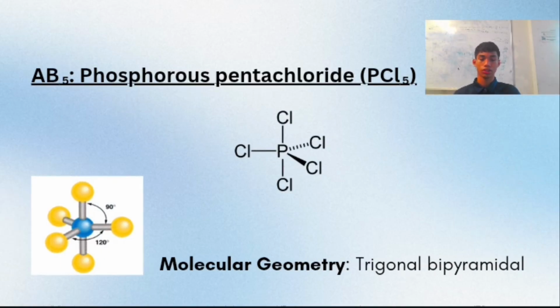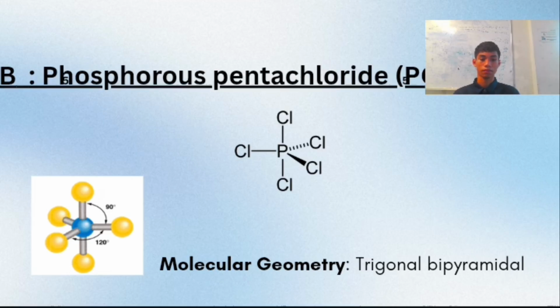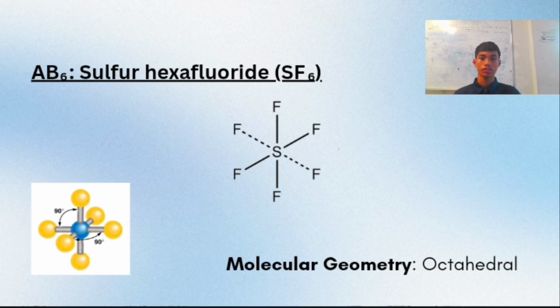AB5, phosphorus pentachloride. They got two bond angles, 90 degrees and 120 degrees. The molecular geometry is trigonal bipyramidal. Next, AB6, sulfur hexafluoride. They got the same bond angle, 90 degrees. The molecular geometry is octahedral.